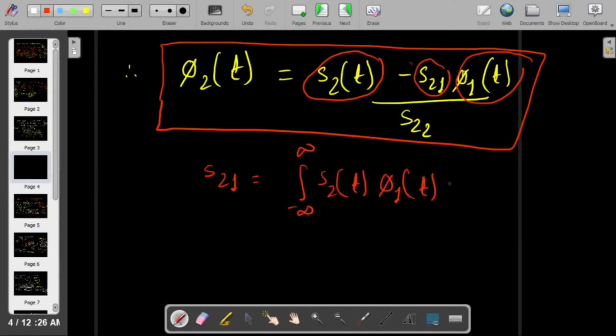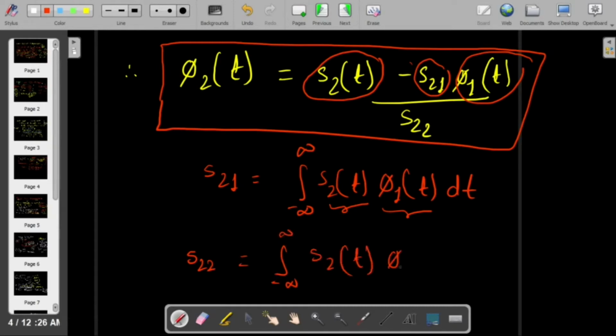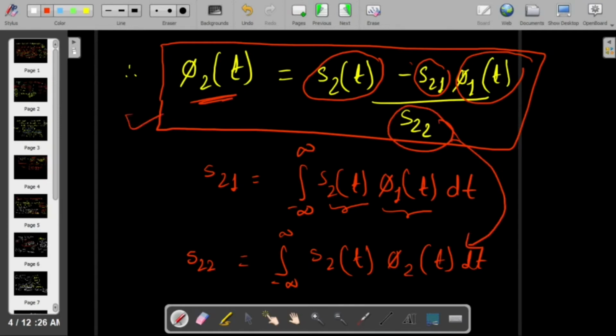I can't say dot product, let us say inner product, it will be better. So we can also find this, because we know S2(t) and phi 1(t), we just have to multiply them and integrate. But what about S22? How will we find this? Because S22 is already in terms of phi 2(t), since it is defined as an inner product, right? Since we need to find phi 2(t) and S22 is also in terms of phi 2(t), we can't find phi 2(t) using this equation. So we need to change our approach.